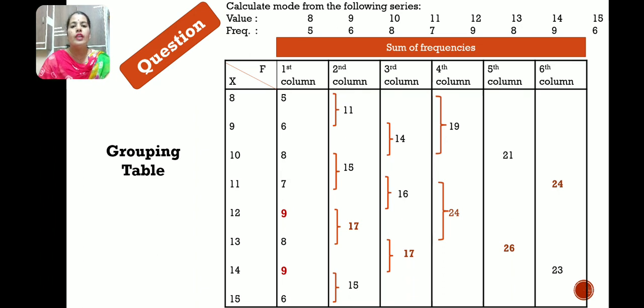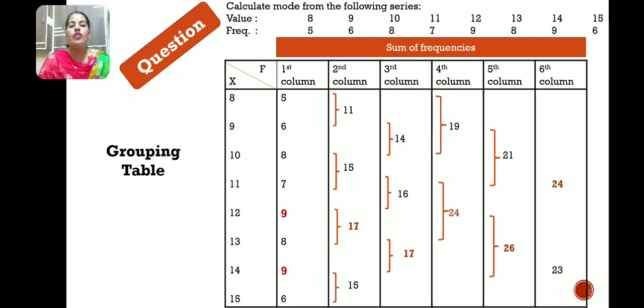Then in the fifth column of frequency, you have to leave the first one and add the next 3. Okay, so I'm leaving the first one, which is 5, and then I'm adding the next 3, means 6, 8 and 7. So 6, 8 and 7, the sum is 21. And then 9, 8, 9, the sum is 26, and that is the highest in this column. So I have highlighted that also.